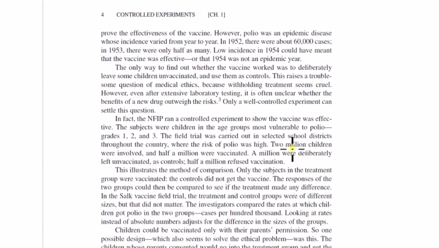And also just to point out that you have 500,000 vaccinated and 1 million deliberately left unvaccinated. So one group has 500,000, the other group has 1 million. But as long as you have a sufficiently large number in both, it's fine because you can just compare the rate of disease per 100,000 subjects. As long as both are sufficiently large, the size of each relative to the other doesn't matter.